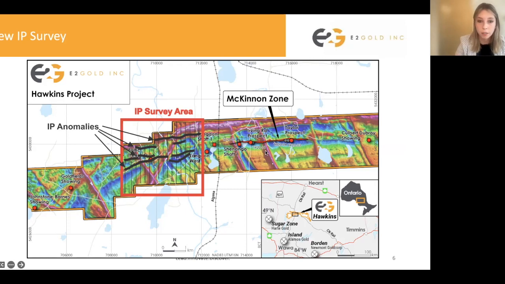Because remember, this is a very large area. A drill core is about 5 centimeters wide. We want to be a little more specific in our drill targets.